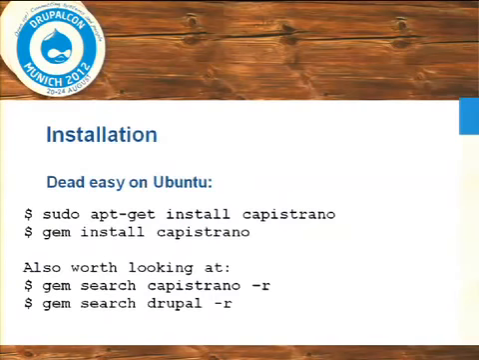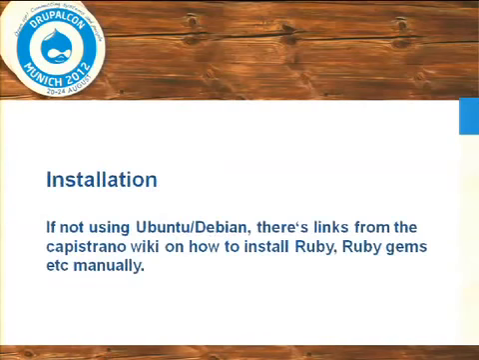Installing it is pretty straightforward on Ubuntu. I did it this way, and that will already install the Capistrano gem, but if you want to get it up to the latest release, you just install the gem through the gem package manager, which is like Ruby's equivalent of apt-get or PECL. I just had some other things there, it was interesting to see how many other gems are available in that repository related to Capistrano and Drupal. Might be worth having a look.